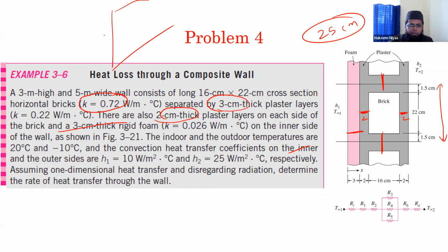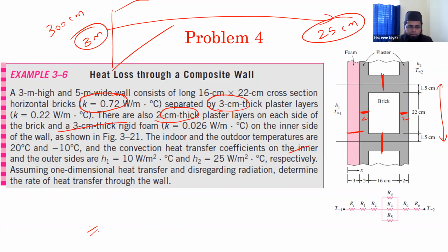So here we have a 3-meter high wall, which tells that it's 300 centimeter. Divided by 25, you will get 12. So 12 bricks are in the top, one by one in the above. Okay, so that we are going to do.